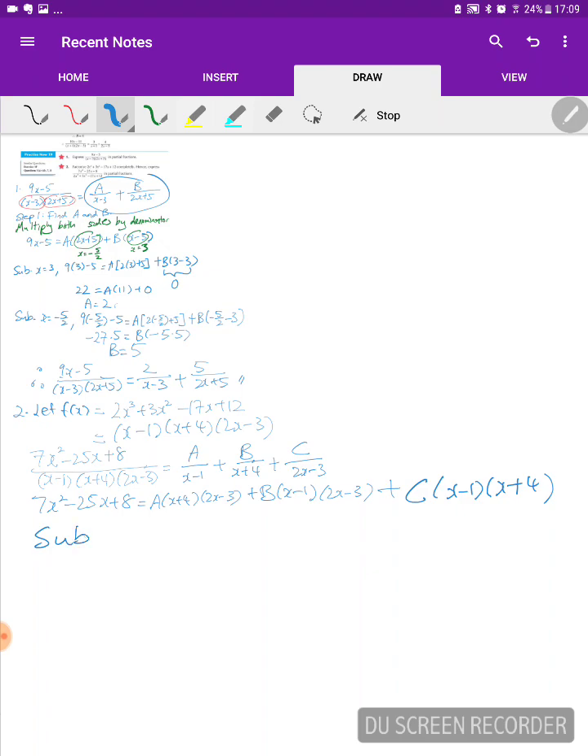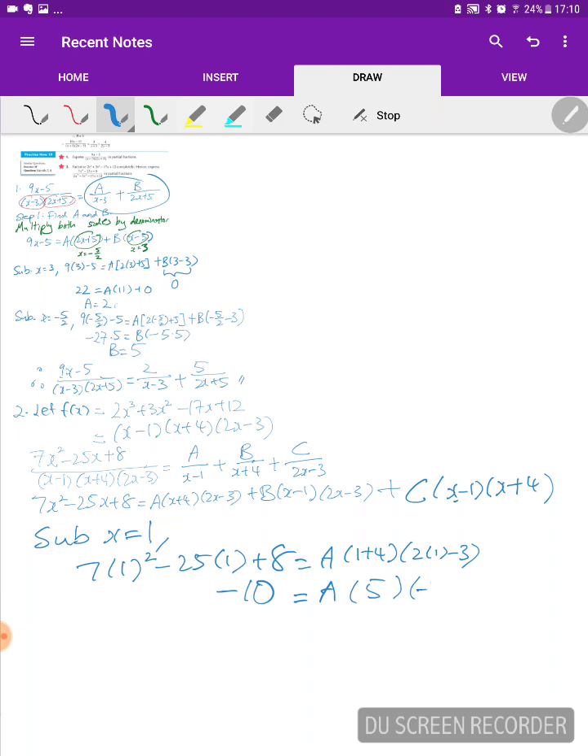So substitute x equals 1. So 7 times 1 squared minus 25 plus 8 equals A(1 plus 4)(2 minus 3). If I substitute 1 here, this whole thing will be 0. This will be 0 as well. So I'm left with only A. So 7 minus 25 plus 8, negative 10 equals 5 times negative 1, so A equals 2.